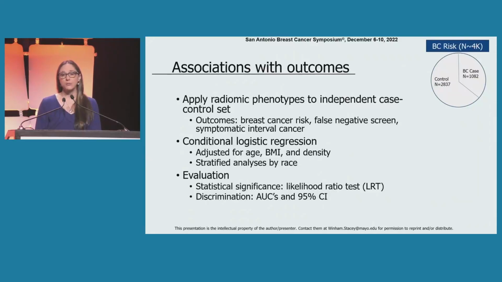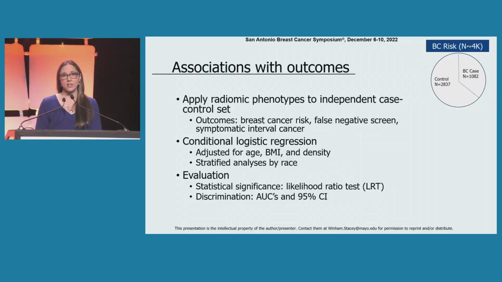So then we carried forward these radiomic phenotypes in the second phase of our study to our independent case control sample, where we assessed the association of these phenotypes with breast cancer outcomes, including risk of development of future cancer, also false negatives, defined as diagnosis of breast cancer within 12 months of a negative screen. We also assessed associations with a subset of false negatives, symptomatic interval cancer, which were women that presented with symptoms within 12 months of a negative screen.